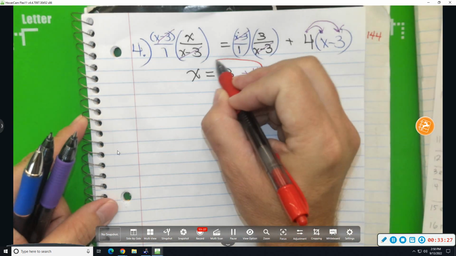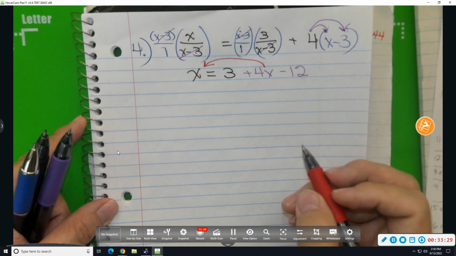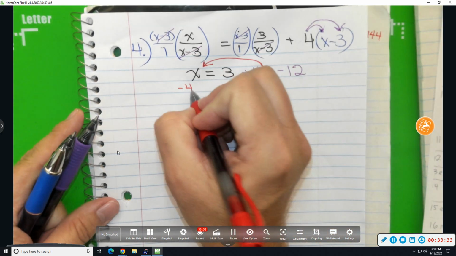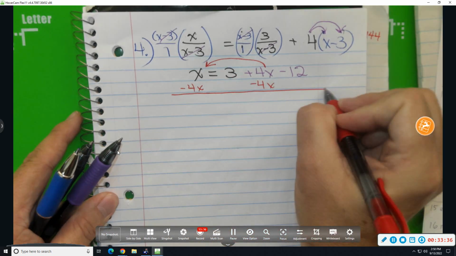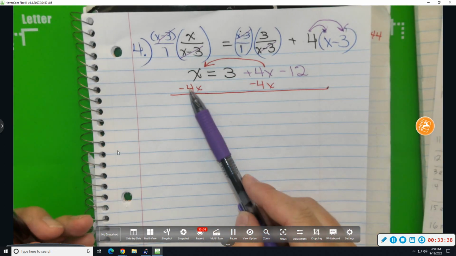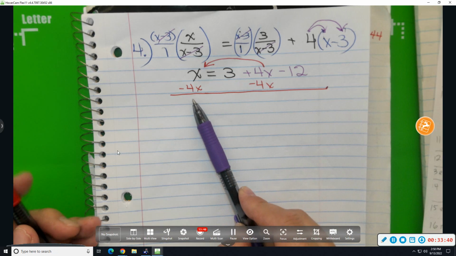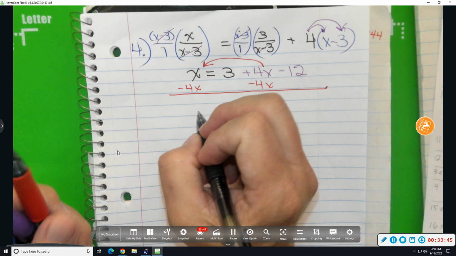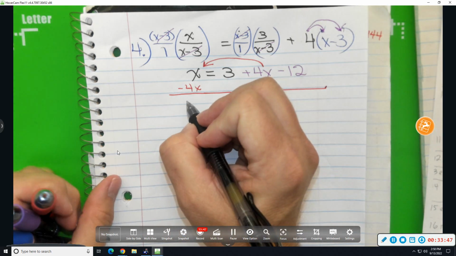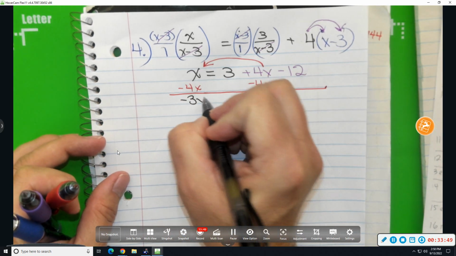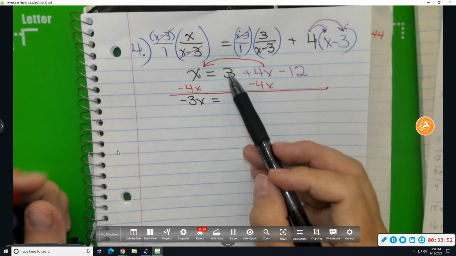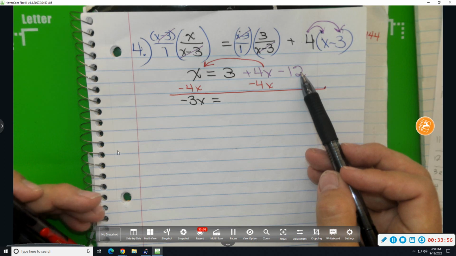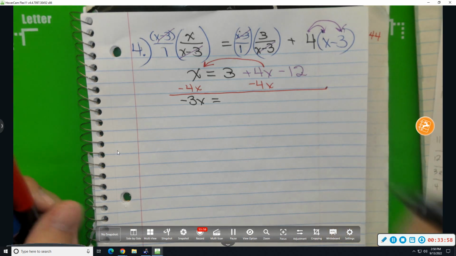Not plus 4x to both sides. We're going to minus 4x. I'll show that. Remember that black x is actually 1x. 1x minus 4x. What are we going to have right here? Not 1 minus 4. No, 1 minus 4 is negative 3x. And look on the right side. We have 3 minus 12. That's negative 9.